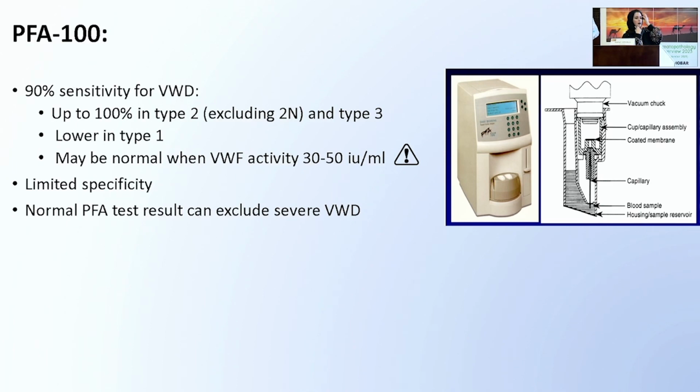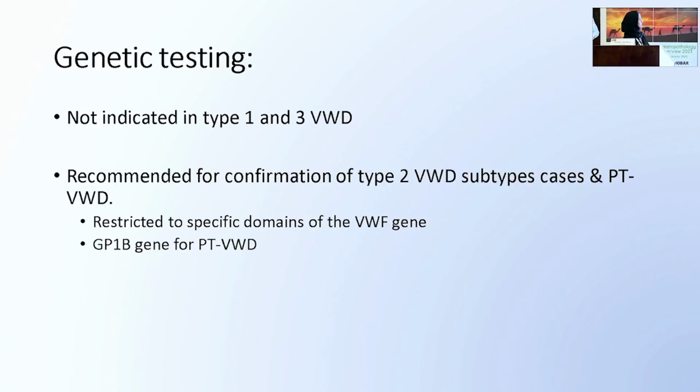Now, just briefly, PFA, since we're still doing it at King Fahd Medical City, is really a good screening tool for primary hemostasis. It shows 90% sensitivity for von Willebrand disease and up to 100% in type 2, excluding 2N, and really good sensitivity for type 3. It shows lower sensitivity in type 1 and may be normal when VWF is just mildly reduced. It shows limited specificity. However, a normal PFA can exclude a severe von Willebrand disease.